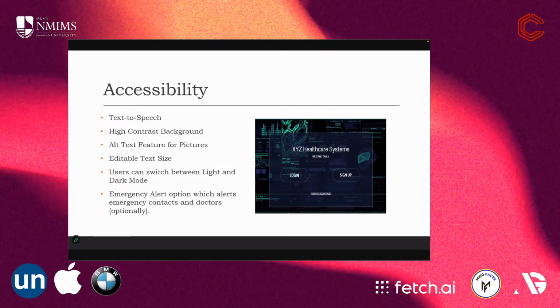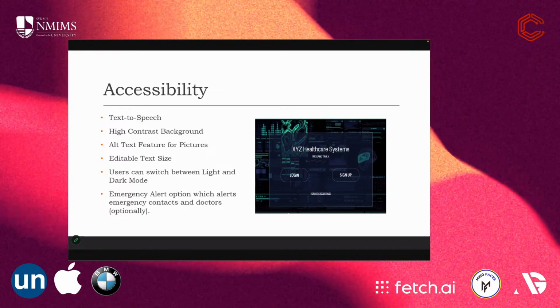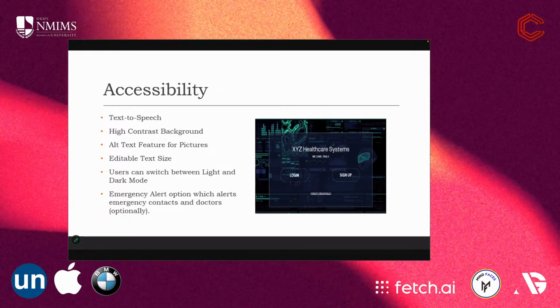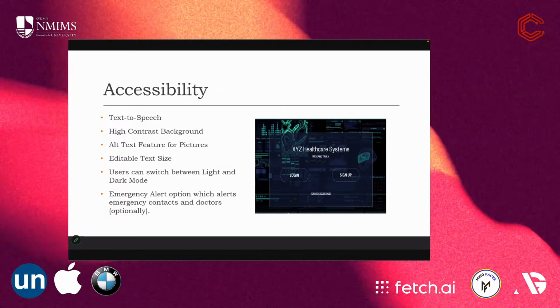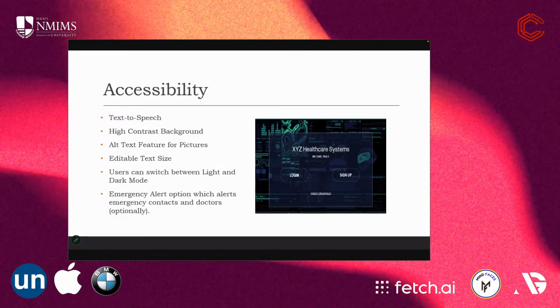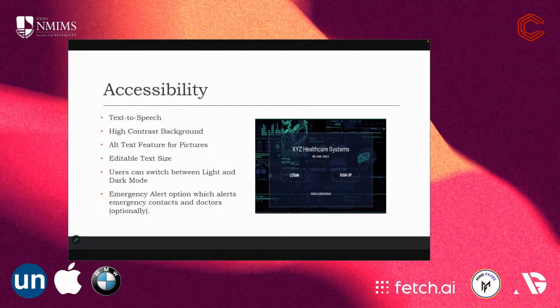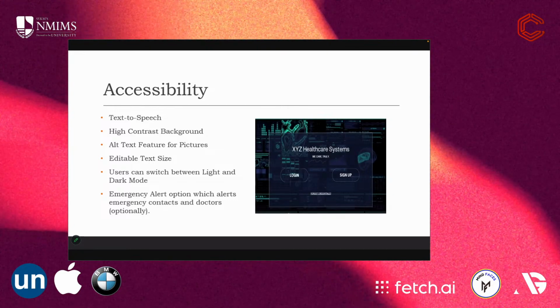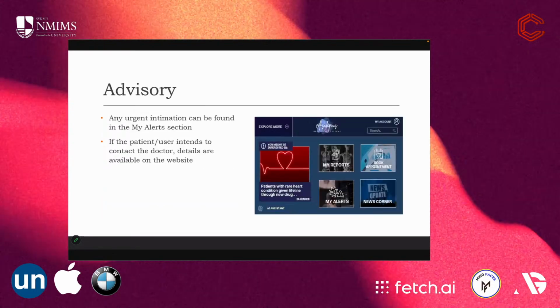So, there are many features in the website that can make it more accessible, like text to speech, high contrast backgrounds, text size that can be edited, alt text for pictures that allows those who can't see to at least understand the descriptions of images, and an emergency alert option that can alert the emergency contacts of the user.